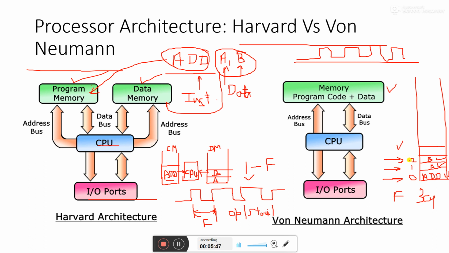So that is the main difference between the two, and they are used in different types of architectures. Von Neumann was the scientist who developed this architecture, and Harvard is the university where this type of architecture was made and developed, and it is very much used in microcontrollers. So these types of architectures are used in microprocessors.